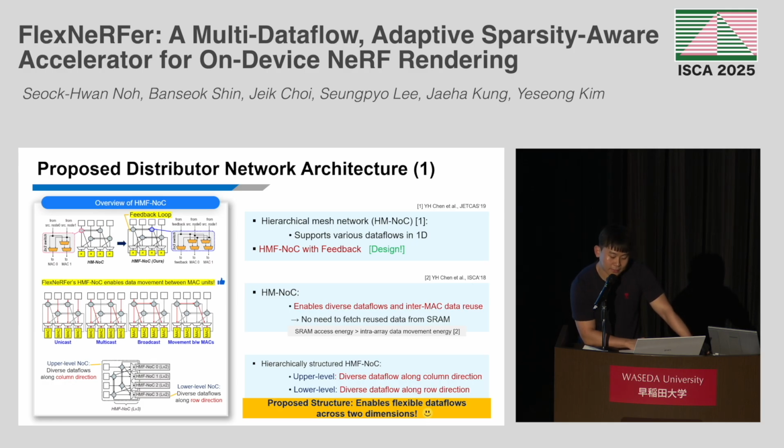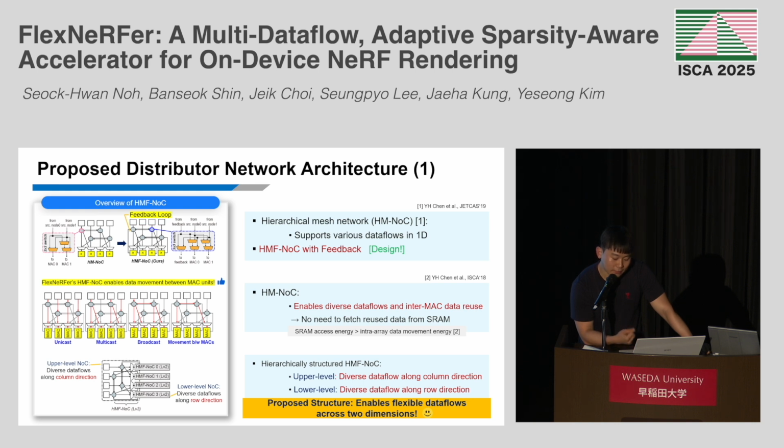Based on these requirements, we proposed a new architecture. First, to support dense mapping of data, we use a hierarchical mesh structure that supports multiple data flows. But we added feedback paths inside the mesh. This lets data move between MAC units. With this feedback loop, if a value needs to move to another unit, it doesn't have to go all the way back to SRAM.